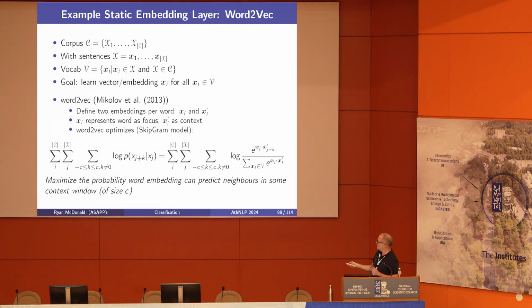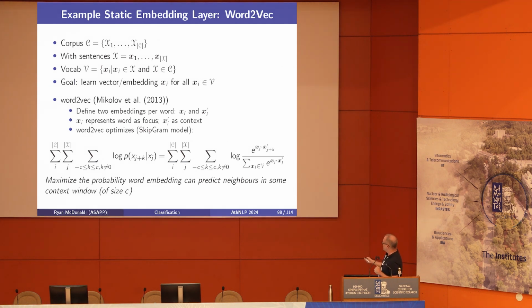So minus C plus C, and we don't care about the case where C equals 0 because that's my focus word as it is. I want to optimize the probability that I can predict the word in the context given my focus word, right? So from sailor, I can predict ocean. I want to maximize that probability.